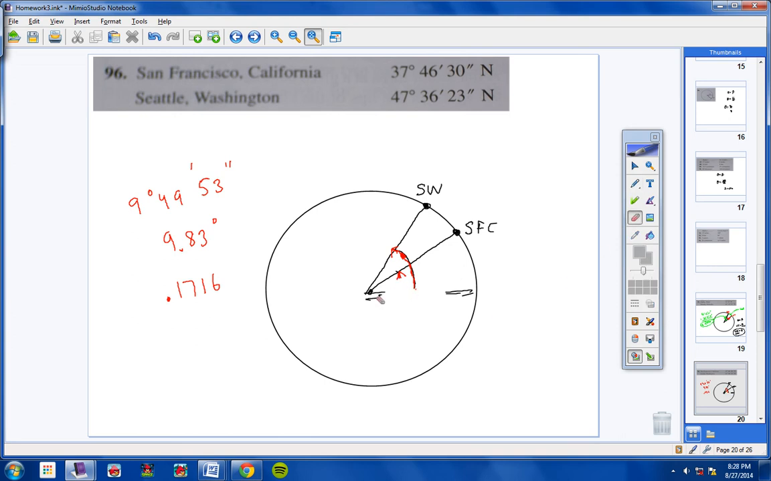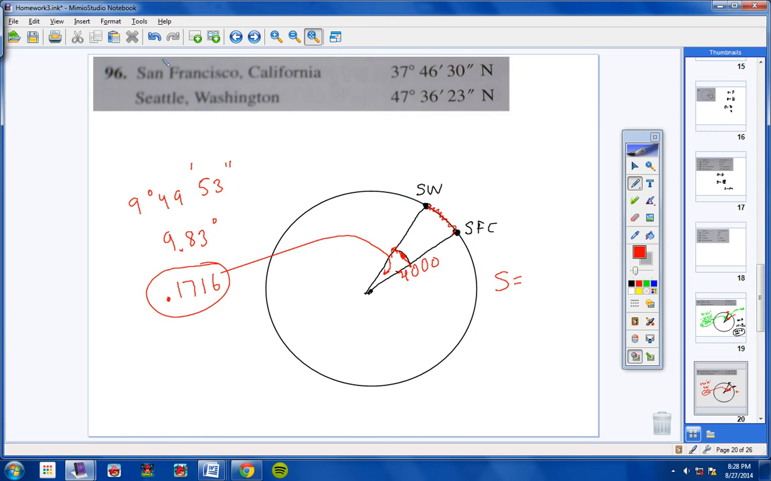So let's get out the eraser again. The only thing we care about now is this little angle here that has the intercepted arc that we're looking for. And of course, the intercepted arc we're looking for is this right here. And so the angle right here is 0.1716 radians. So I have my angle, and my radius, of course, is 4,000. So here we go.